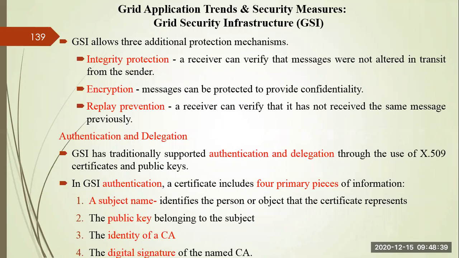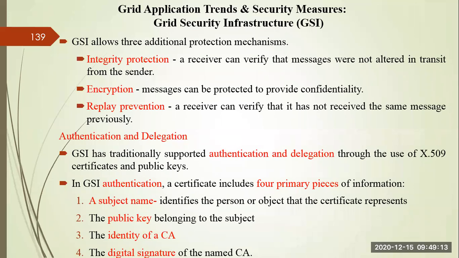The third one is replay prevention. Here a receiver can verify that it has not received the same message previously. It may happen that due to network delay or transmission problem, one message is delivered twice. That is also taken care of by GSI. In authentication and delegation, GSI supports authentication and delegation through your X.509 certificate and public key. So with the help of public key infrastructure, it is providing this, right?